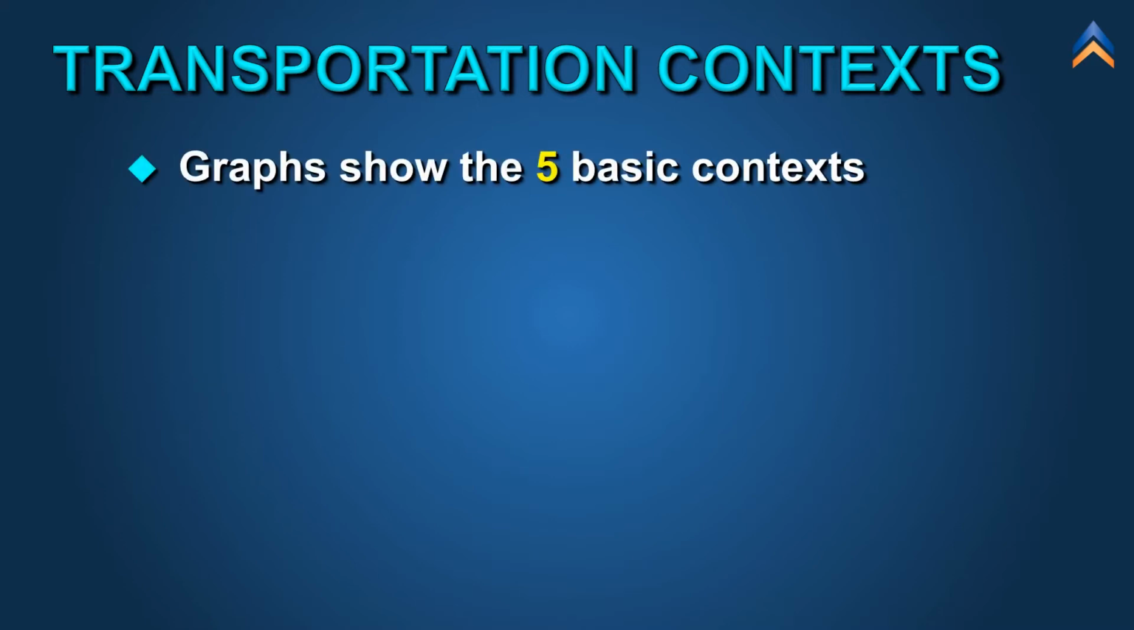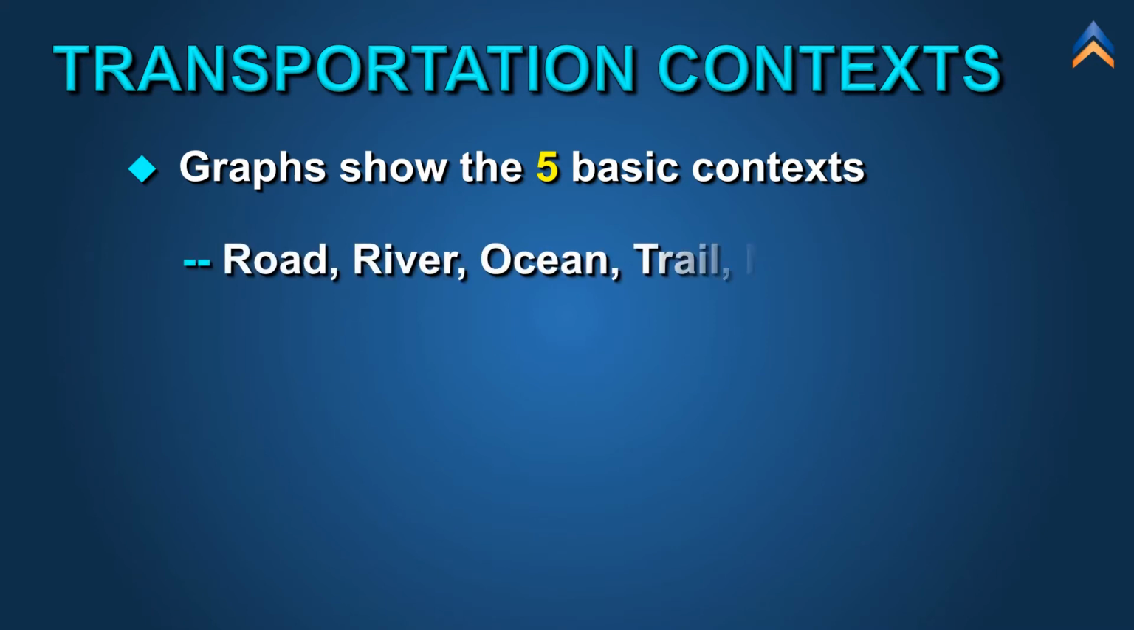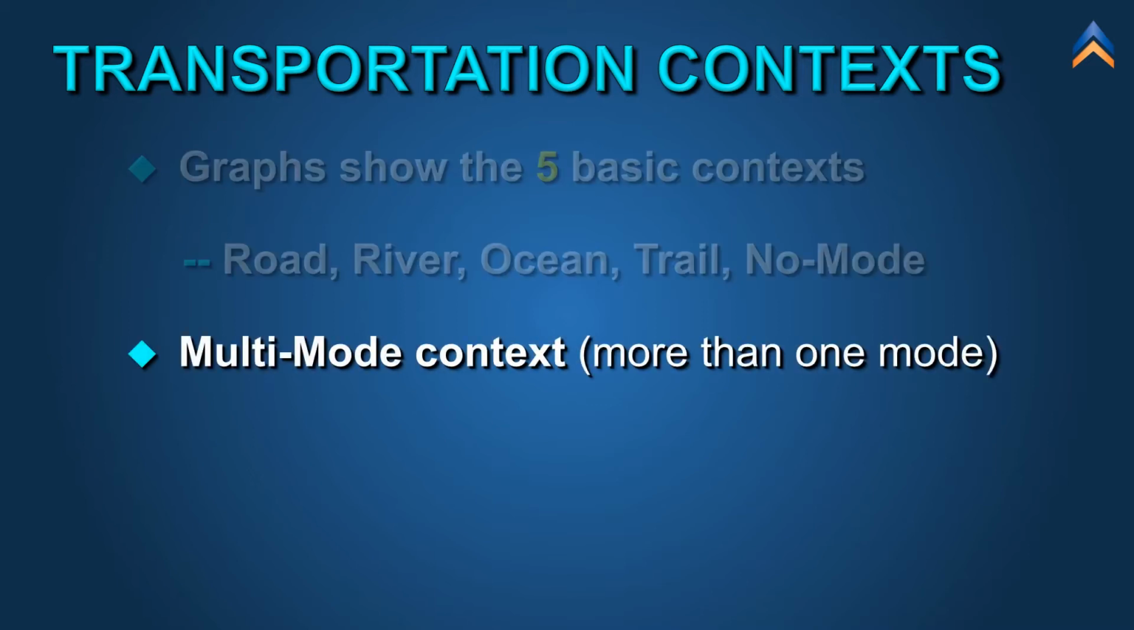On this website, you'll see graphs showing aviation's effectiveness in the 5 basic contexts found around the world: the road, river, ocean, trail, and no-mode transportation contexts. However, a 6th context was also identified, the multimode context. That's where people normally used more than one mode to get around.